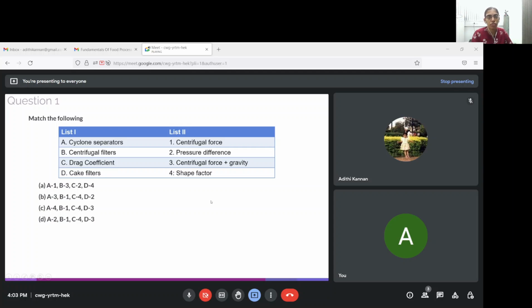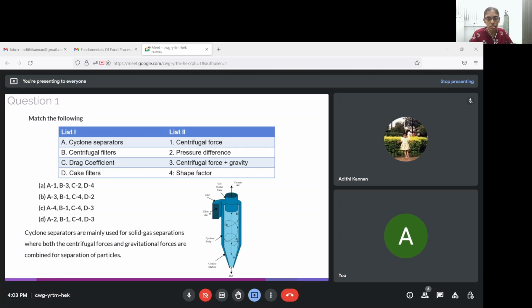So we'll discuss each and every kind of these separators one by one. So the first is a cyclone separator. A cyclone separator is mainly used for solid gas separations. That is, if you want to separate any solids from a gaseous material, we use cyclone separators. It's mainly used for cleaning air, that is, it will separate out the dusty particles from the air. So you feed in dirty air through a tube, and you have a cylindrical equipment with a conical end.